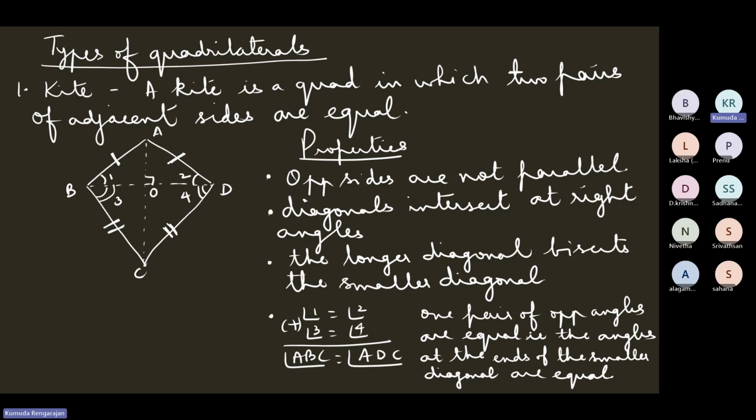That is, one pair of opposite angles are equal. That is the angles at the ends of the smaller diagonal. The smaller diagonal is BD here. So here angle B is equal to angle D. It's always like that. The angles at the ends of the smaller diagonal will be equal.